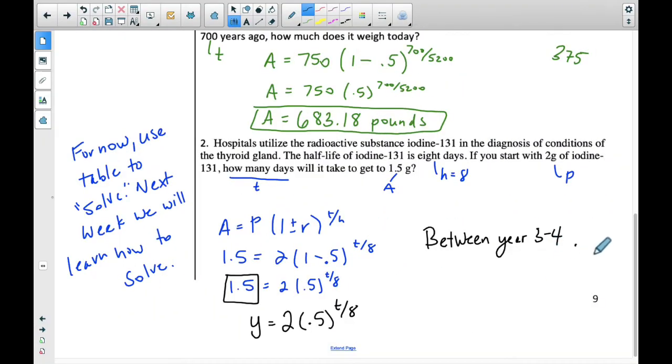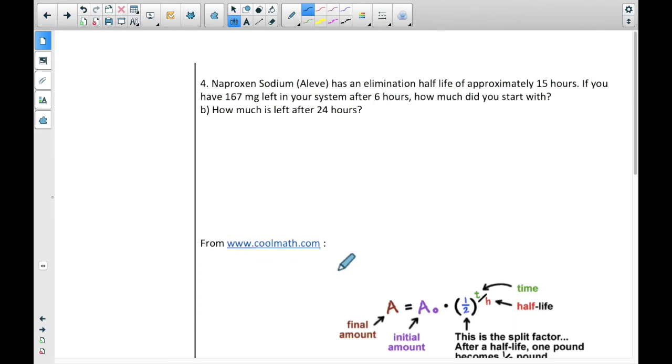Okay, let's turn the page. Okay, a similar problem. This one we will be able to solve. We do know how to do this. But again, let's look through the problem, decide what to label things. Okay, so we're going to use this formula. We're going to plug these in.